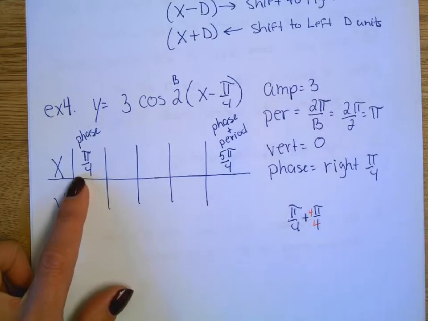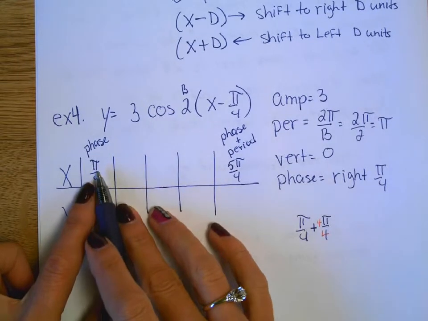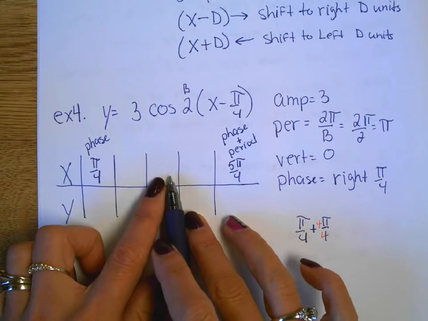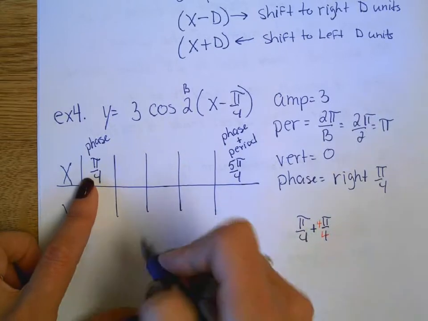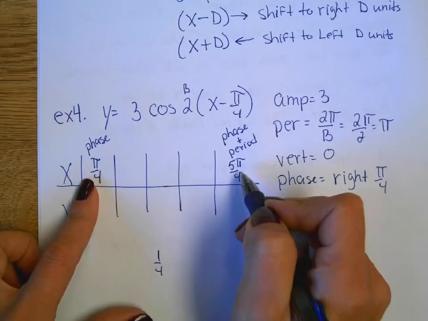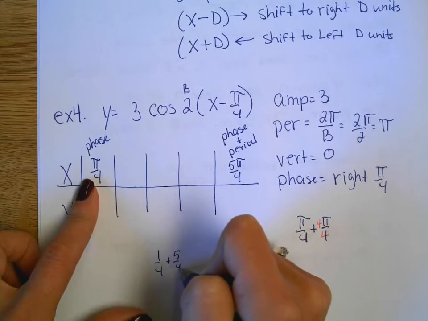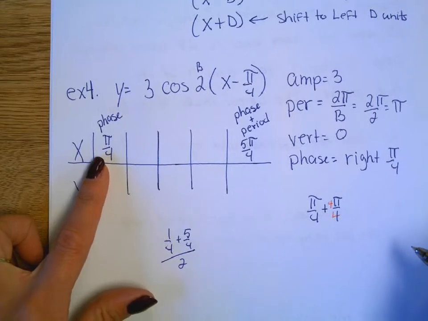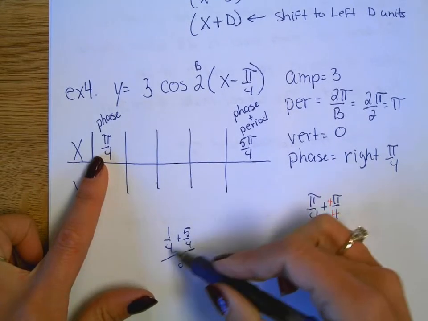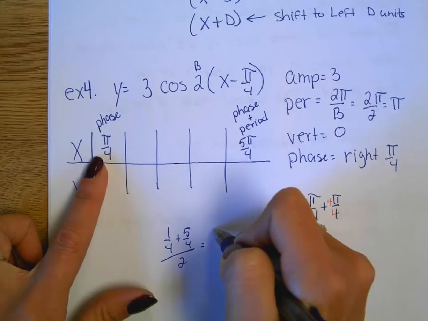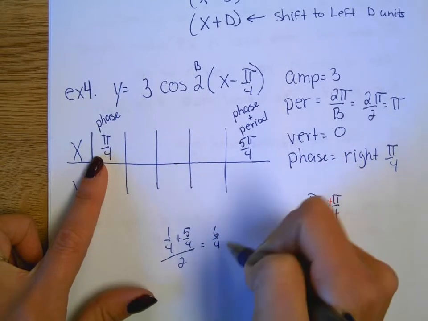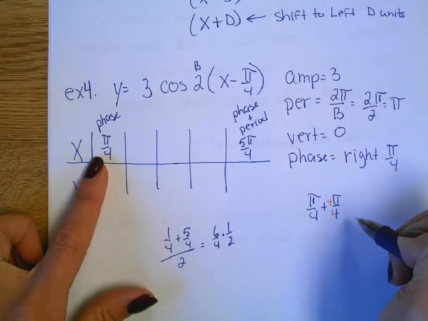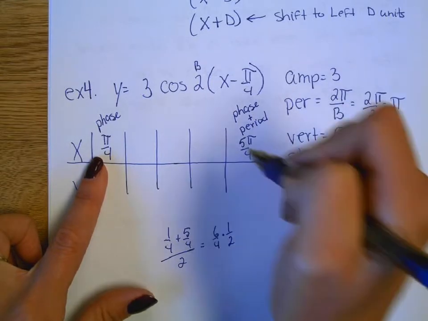So that's the hardest part, is remembering that the x values start at the phase, and then it's phase plus period to see where it ends. Now it's this process, average to get the middle. So I'm going to add 1/4 plus 5/4 and divide by 2. What's 1/4 plus 5/4? 6/4. Dividing by 2 is multiplying by a half. What are we going to get? 6 over 8, so it's 3/4.